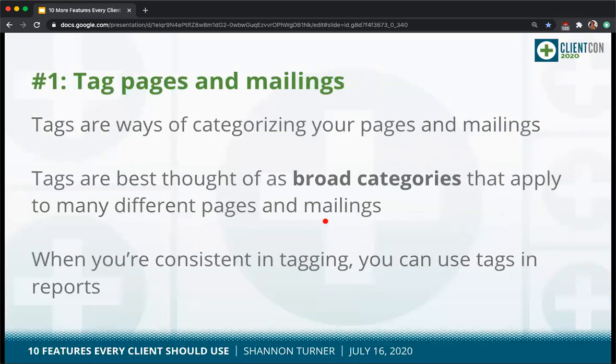Let's get started. First off, number one is tag your pages and mailings. Think of tags as movie genres for your pages and mailings. They help to describe in general terms what your pages and mailings are all about. You can apply multiple tags to your pages and mailings, just like a movie can have multiple genres. And tagging your pages and mailings consistently allows you to create reporting based on these tags.